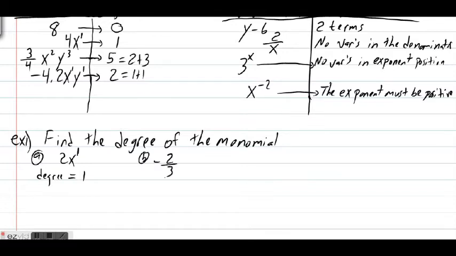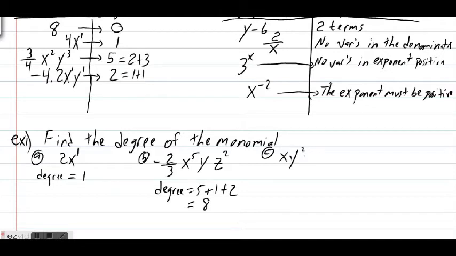Look at part B. Negative 2/3 x to the 5th y z squared. Well, the degree here, remember now we talked about the degree, looking at all the exponents. Add all the exponents up. 5 from the x, 1 from the y, 2 from the z. So the degree here is 8.